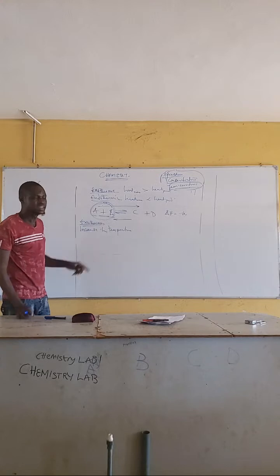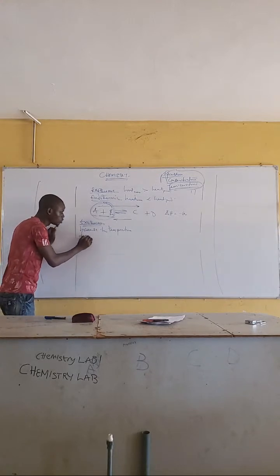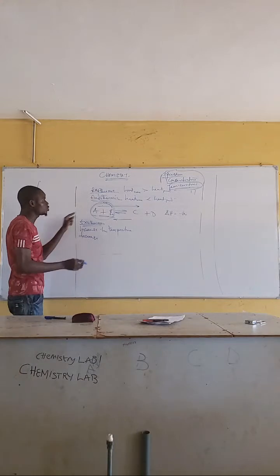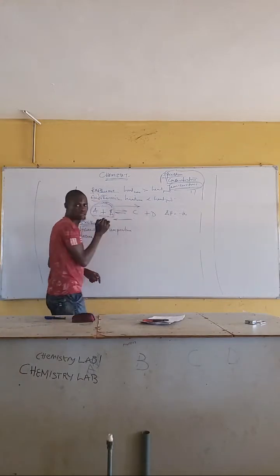Now, when there is a decrease in temperature, the equilibrium position will shift to the right. To the right. Why?